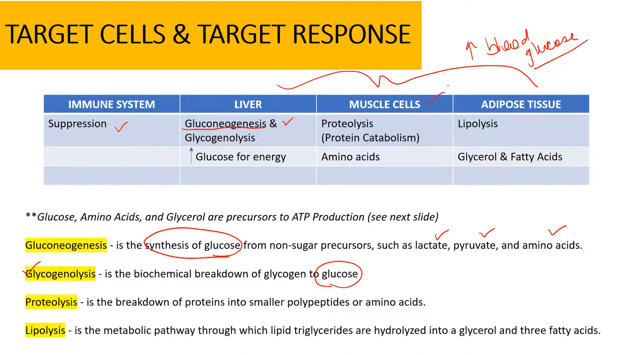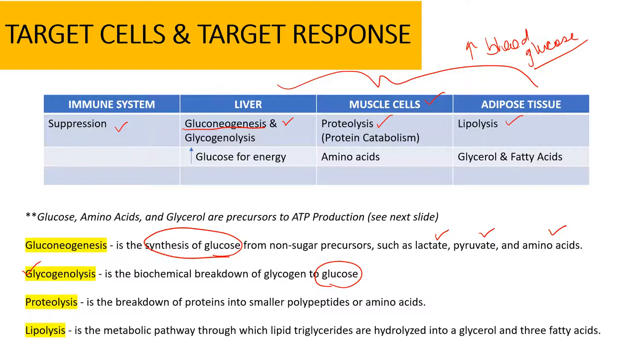Now, muscle cells, they're going to actually break down protein. And that protein will end up, and I'll show you in a minute, going in, and guess what? We're going to end up making glucose out of it. So it's called proteolysis when we take a protein and break it down into its component parts, such as amino acids. That's called proteolysis. It's protein catabolism. Remember, catabolism is to break things down.